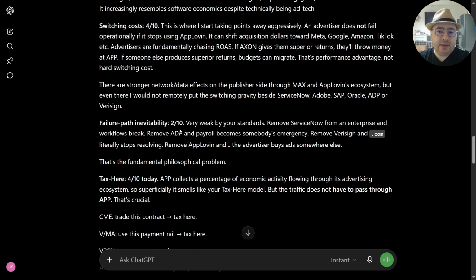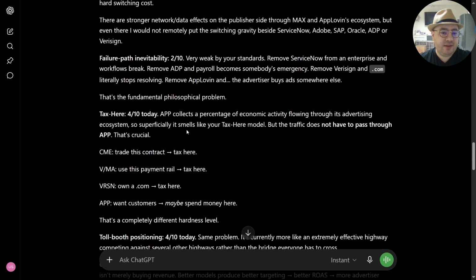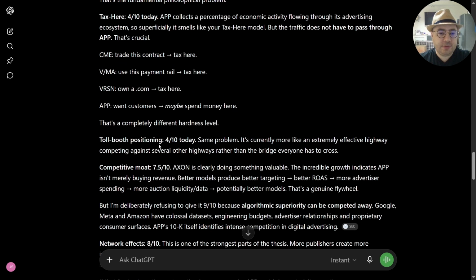This is not like ADP or ServiceNow or VeriSign. It's just something that offers advertising, like it's an advertising platform. It has no embeddedness to it. Tax here: AppLovin collects just a percentage of the economic activity. 4 out of 10, very low. Toll booth positioning, 4 out of 10. Same problem.